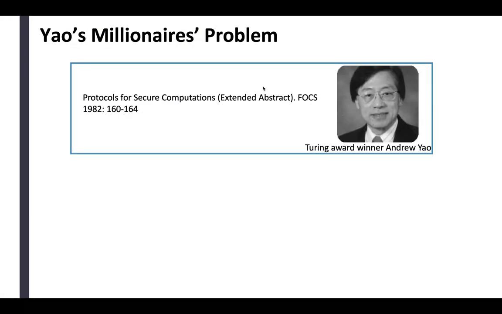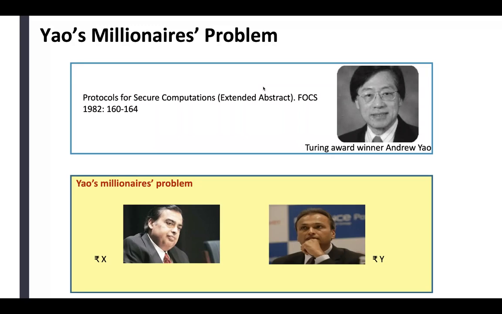Okay, so as I have mentioned before, Andrew Yao is the father of this area. He initiated this problem back in 1982 in his foundational work published in FOCS, which is the best conference in theory of computation. And the problem with which he motivated MPC is known as Yao's millionaires problem. So let me explain that problem. Let me start with that motivational scenario where MPC can be useful.